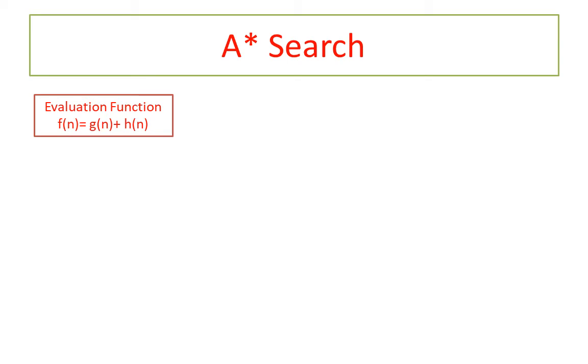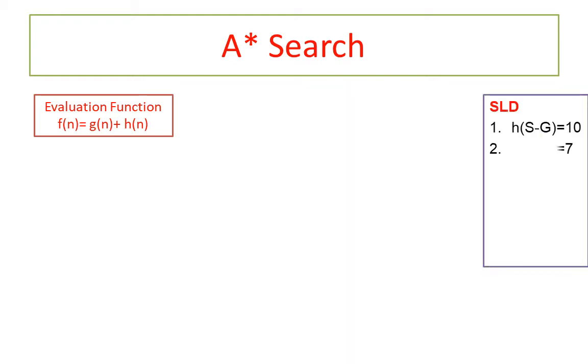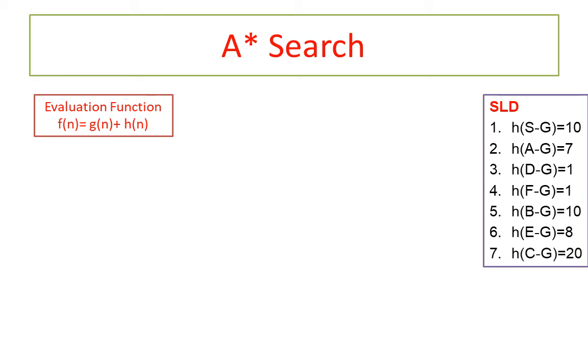In A star search, we are taking the evaluation function f of n is equal to g of n plus h of n. We use the same problem, and again we are taking the straight line distance. So there are two parameters in the evaluation function, one is g of n and another is h of n. g of n is the straight line distance, the distance from a particular node to the goal node, and h of n is the distance traveled so far. From the starting node to the current node, the distance covered is also taken in the evaluation function, so that we can get better as well as optimal results.